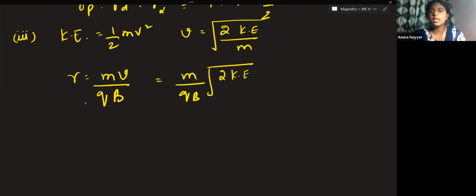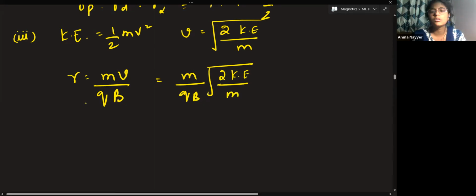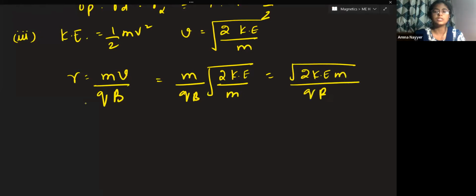So we can put velocity in terms of kinetic energy, at least we'll have kinetic energy in our formula. If you put this, it becomes m by qB under root 2 KE divided by m. Fine. So even if you want, this is root m, no? So root m can come in the denominator, this root m and this m get cancelled. This becomes root 2 KE times m divided by charge into magnetic field.